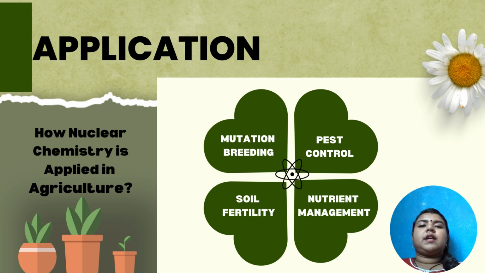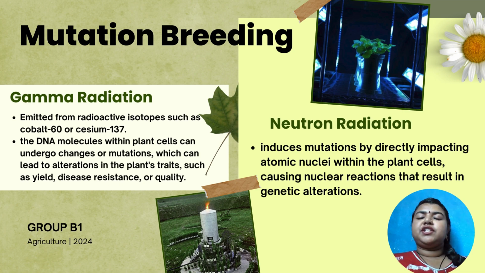Next, we will look into the application of nuclear chemistry in agriculture. So, nuclear chemistry is often used in agriculture for mutation breeding, soil fertility, pest control, and nutrient management. In mutation breeding, there are two radiations used. First one would be gamma radiation. It can be emitted from radioisotopes such as cobalt-60 or cesium-137.